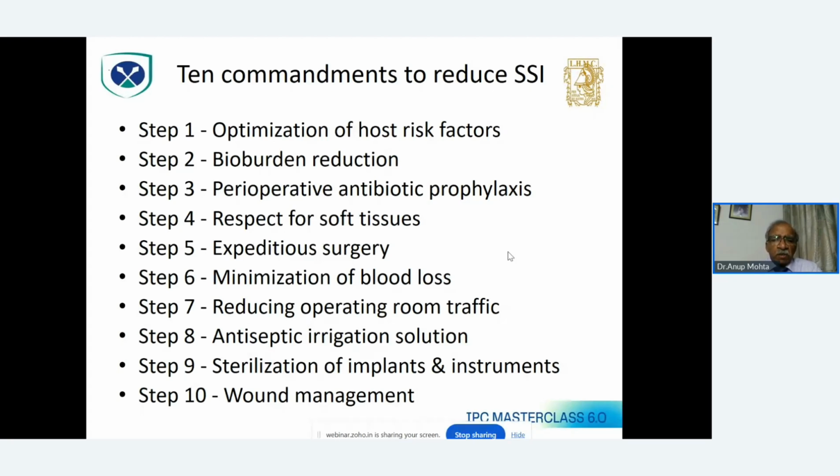Minimize blood loss, reduce operation theater traffic, which have been covered earlier. Antiseptic irrigation solution has been recommended and should be used. Sterilization, the last topic, Madam talked about it. Sterilization of implant instruments has to be immaculate and as per the standard policies. And wound management, we talked about today.